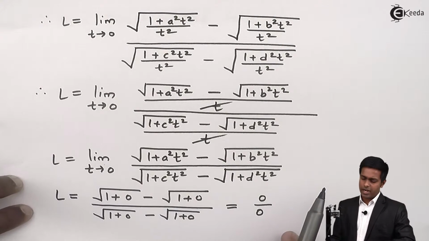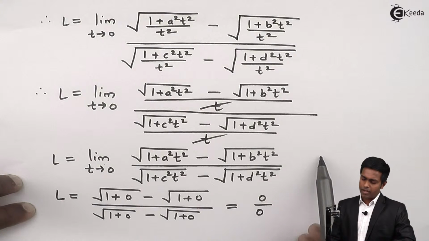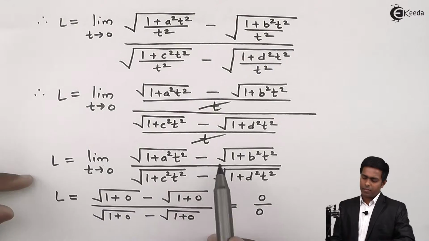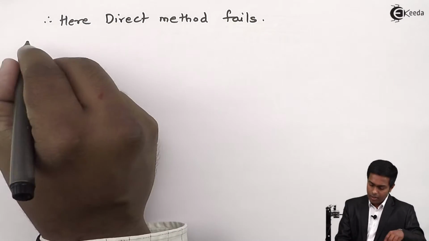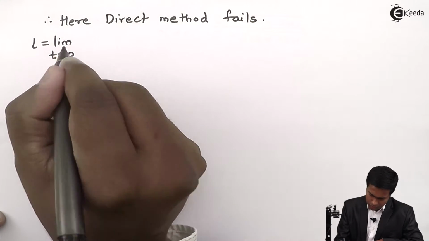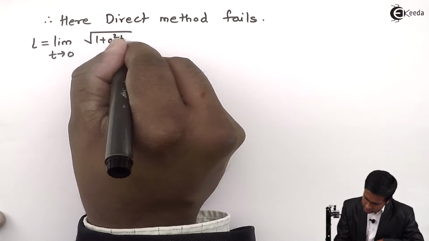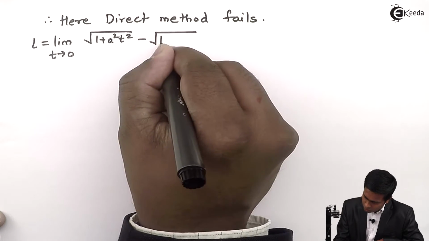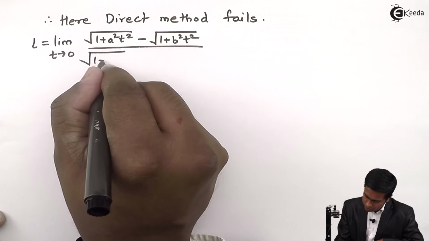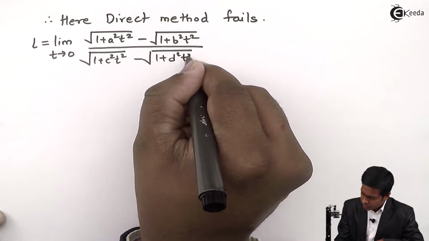So therefore by rationalization, we'll multiply the numerator as well as the denominator by the conjugate of this numerator. So first of all I am writing this term. So this will become L equals limit t tends to 0. Now the original term is square root of 1 plus a square t square minus square root of 1 plus b square t square, whole upon square root of 1 plus c square t square minus square root of 1 plus d square t square.